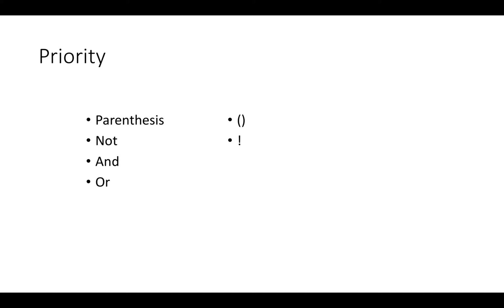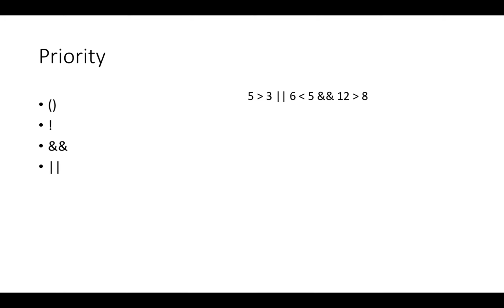in a condition. So we have a priority. First of all is the parenthesis, then the not, the and, the or. So whenever you have a condition, you gotta keep this in mind whenever you wanna define or follow any code that has a conditional. So here you have an example.